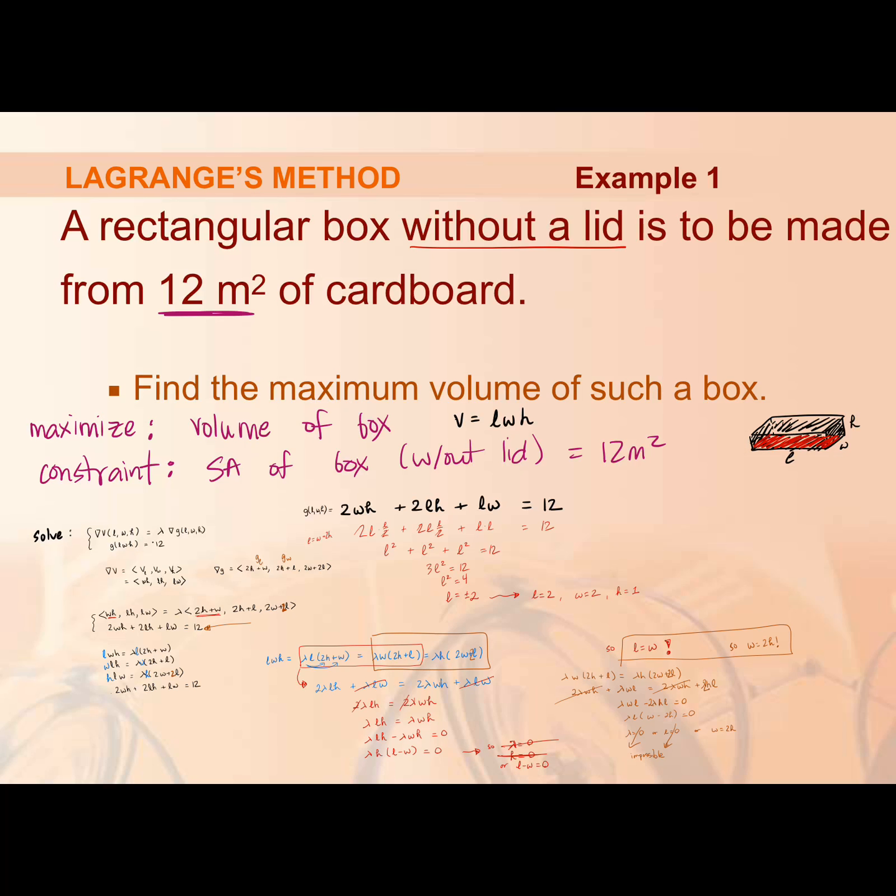Okay? Now, we found the dimensions that are going to maximize the volume. Our maximum volume, the last thing we need to do is to insert these into our formula for volume. So we just need length times width times height. 2 times 2 times 1, so we get 4. And it should be meters cubed. How do we know it's meters cubed? Because the surface area has dimensions of meters squared, which means each of these lengths is in meters. Okay? And that's that example.